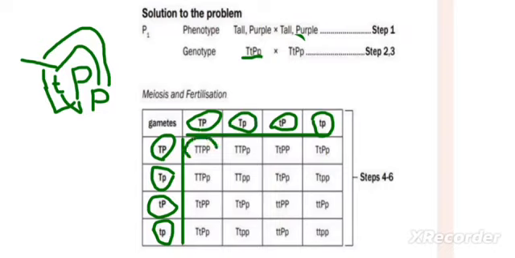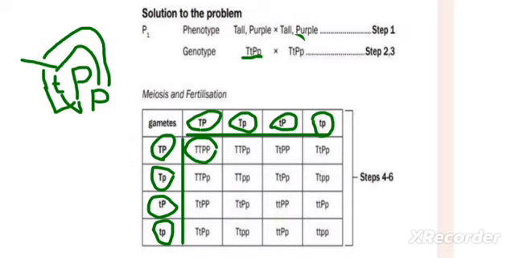For this first box, what we do is we start with the characteristic of height. We take the big T and the big T, same letters together, big T, big T. And then second one, same letters together, big P, big P. There we have the genotype of the first child, capital letter TT, capital letter PP.